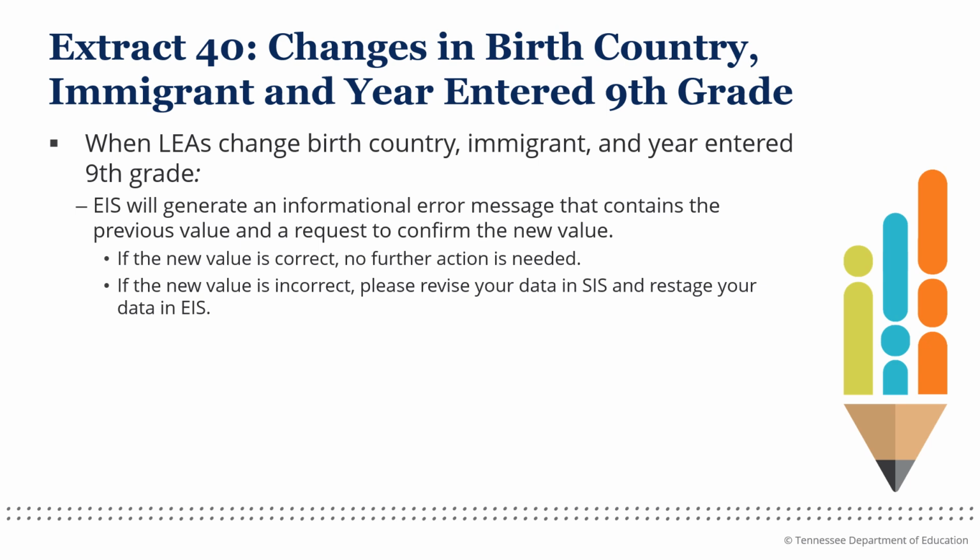When birth country, immigrant, and year entered 9th grade change, EIS will generate an informational error message that contains the previous value and a request to confirm the new value. If the new value is correct, no further action is needed. If the new value is incorrect, please revise your data in your student information system and restage it in EIS.